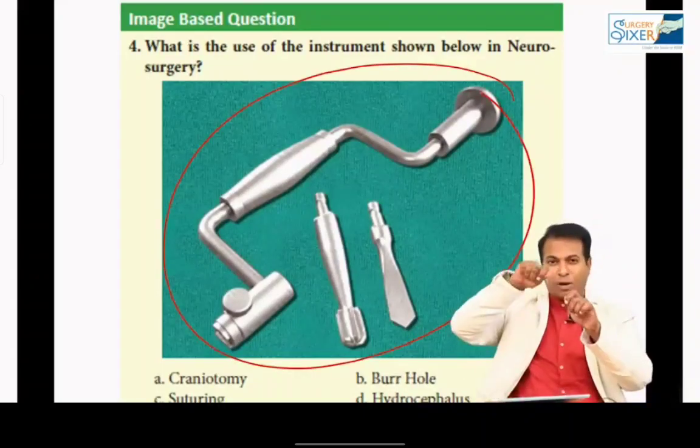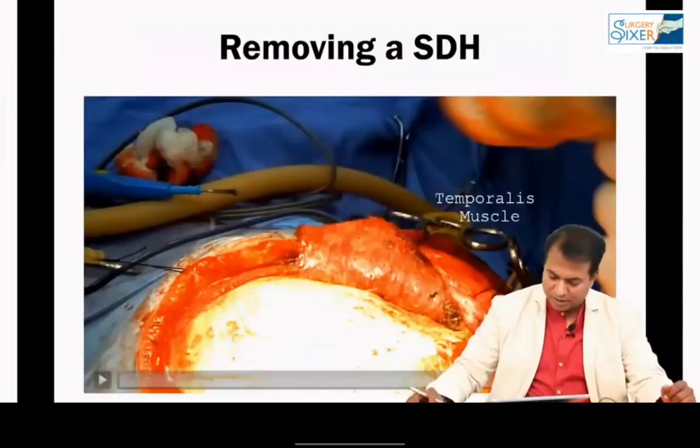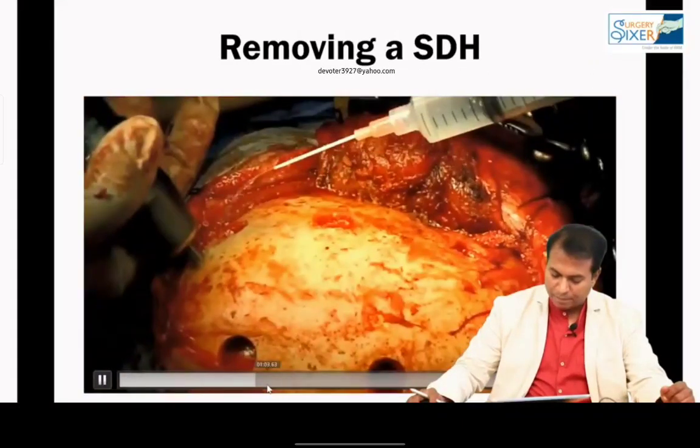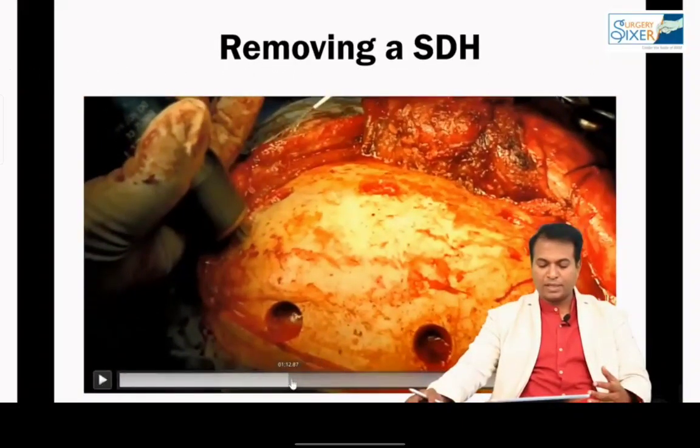You can see the typical instrument, a manual burr hole machine. This is a manual burr hole machine. And you can see one video I'm showing you here, in which an SDH is being removed. You can see the skull is getting opened. They are making a burr hole. After making the burr hole, they are going to remove the cranium. You can see the cranium is getting removed.